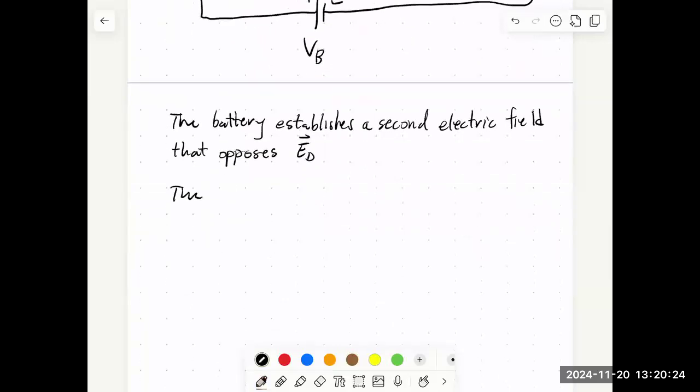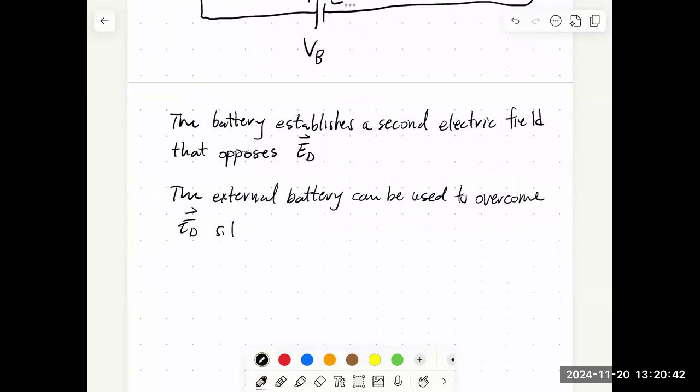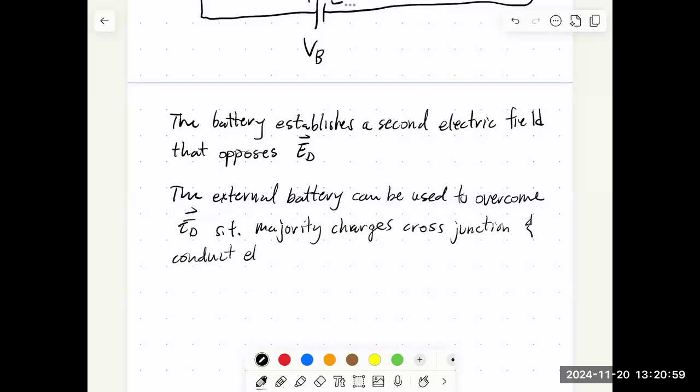So the external battery can be used to overcome the depletion electric field such that majority charges cross the junction and conduct electricity.